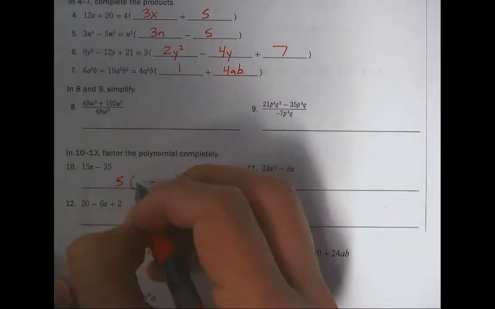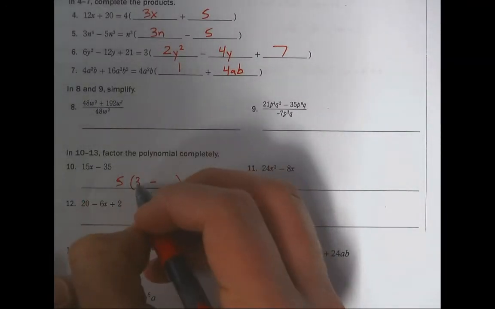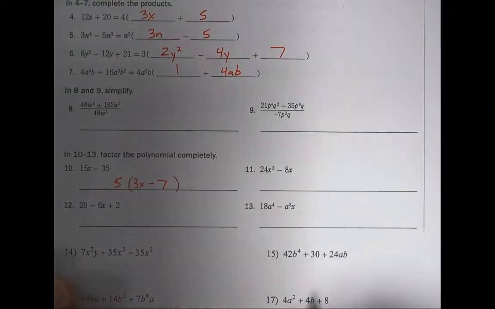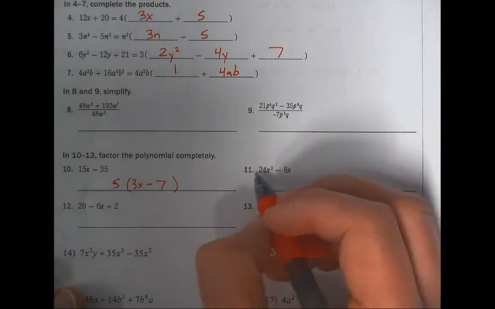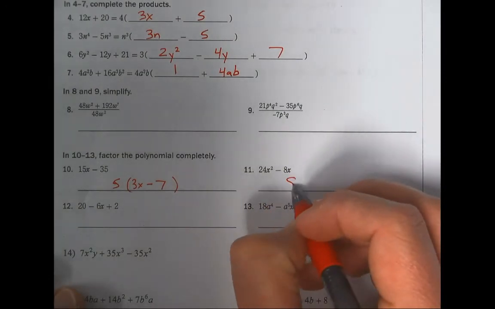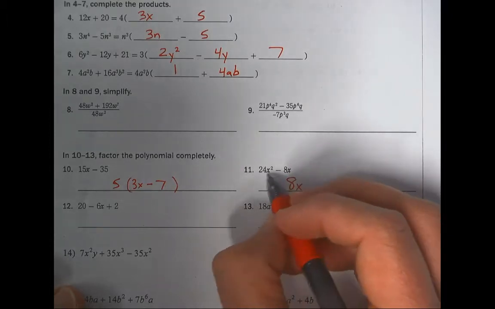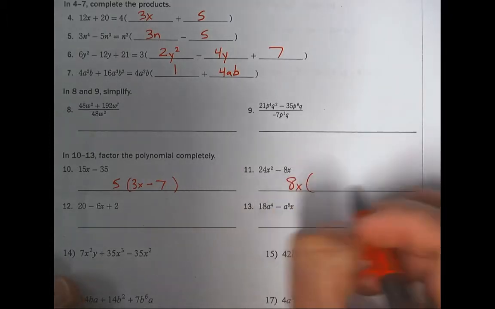So 5 times something got me 15x. So that'd be 3x. 5 times something got me 35. And that's 7. Number 11, 24 and 8. The greatest common factor is 8. And both of these terms have an x. The most I can take at once is just 1 because this one has 2, this one has 1.